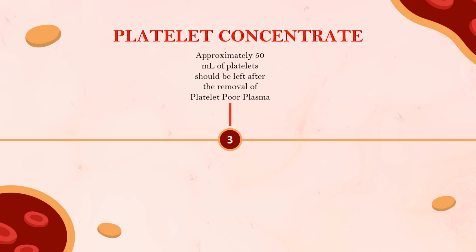So approximately 50 ml of platelets should be left after the removal of platelet poor plasma. And also, I repeat, about 40 to 70 ml of plasma from the separation process must be retained to provide your platelet concentrate the nourishment that they need during the storage and will facilitate the pH levels within the component unit, which will promote platelet survival and viability during your storage.